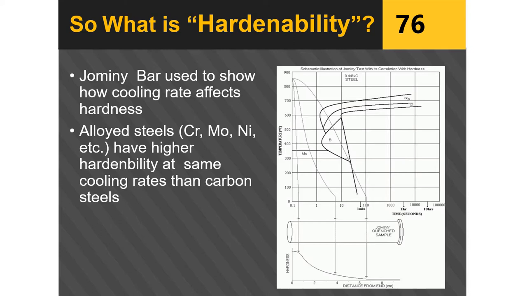How to know the hardenability? Hardenability? The figure at the right side, keep it. The first one at the left is fast cooling, the medium one is medium cooling, and the right one is slow cooling. The first one at the left, fast cooling, the hardness level is very high, medium cooling is medium hardness, slow cooling, low hardness. That means the hardenability.